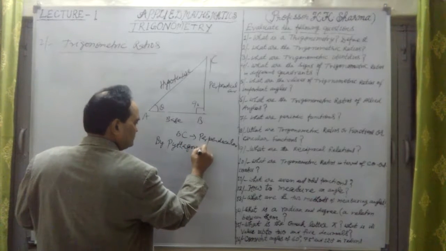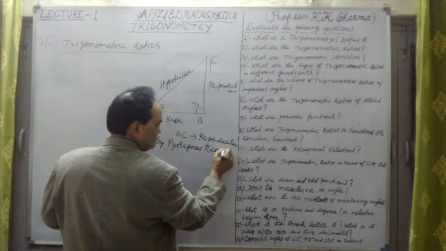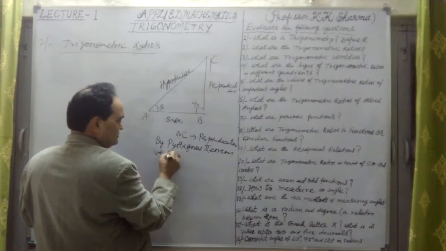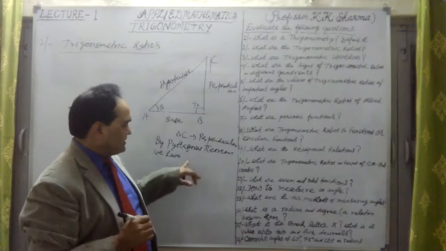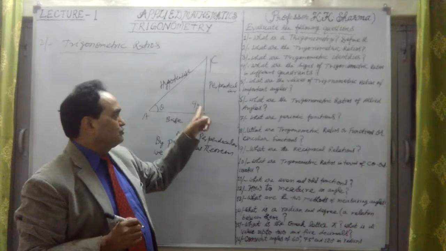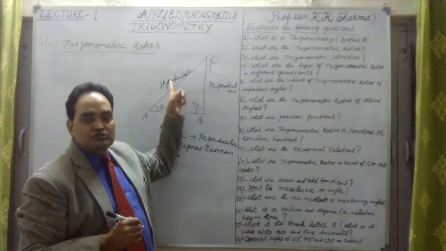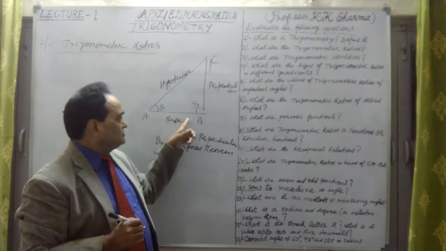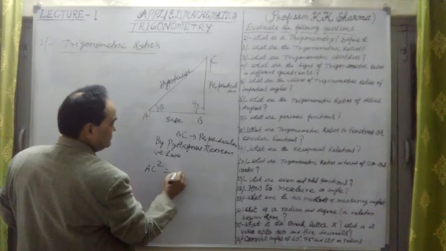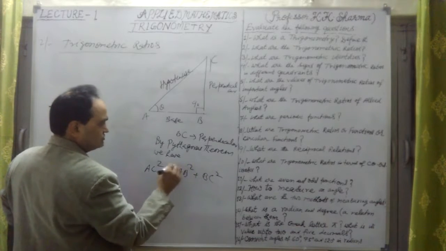Okay, by Pythagoras theorem, we have... What is that? Pythagoras invented that the square of the side of a triangle which is opposite to the right angle, the side opposite to the right angle is the hypotenuse. The square of the hypotenuse is equal to the sum of the squares of the other two sides. Here, let me take AC square is equal to AB square plus BC square. This is by Pythagoras theorem.